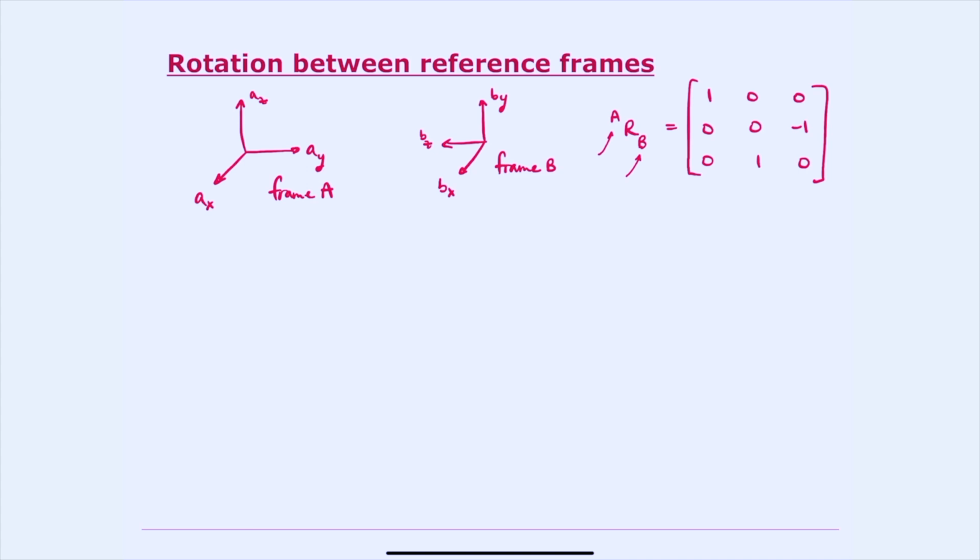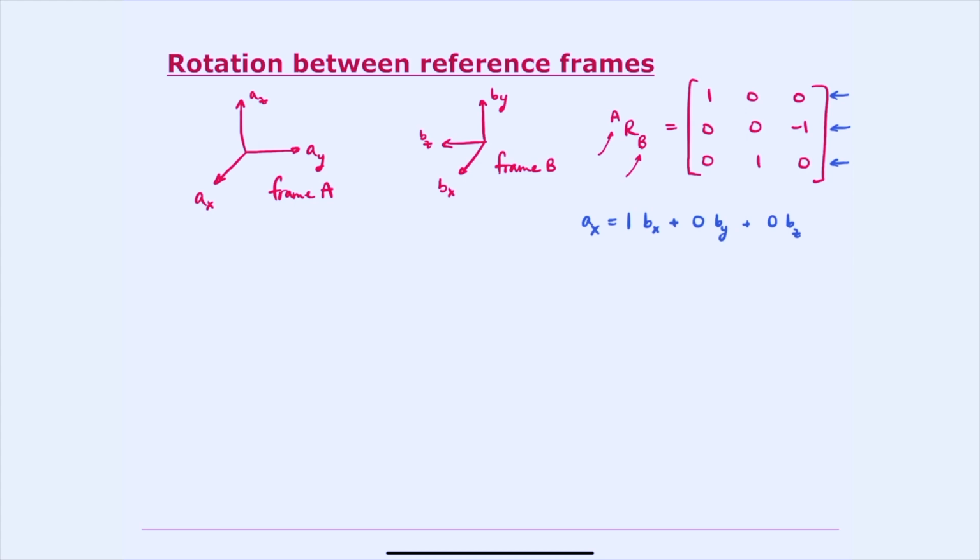The rotation matrix contains a lot of very useful information, and it depends kind of how you look at the rotation matrix. Let's just start off by looking at the rows. The first row of the rotation matrix contains the coordinates of AX relative to frame B. So the coordinates of AX relative to frame B, we can write this in unit vector notation. Using the first row, we would write AX equals 1 BX plus 0 BY plus 0 BZ.